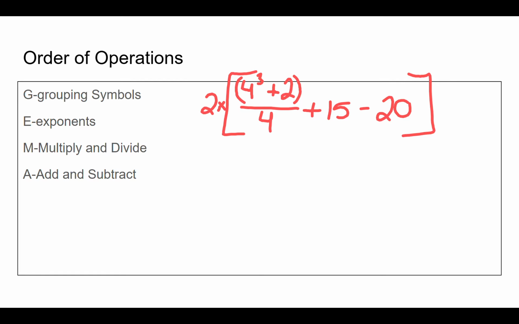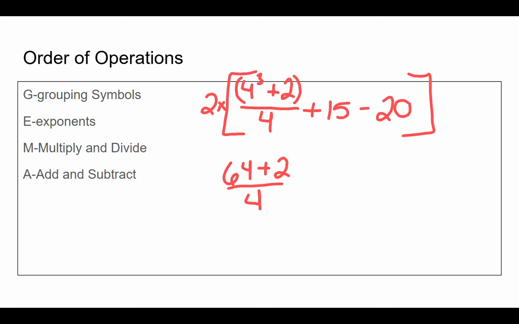4 to the third power means 4 times 4 times 4. 4 times 4 is 16. 16 times 4 is 64. So we have 64 plus 2 over 4. I'm going to solve this first chunk first before I add 15 minus 20 and the rest of the problem, just so we don't get too much written down here.